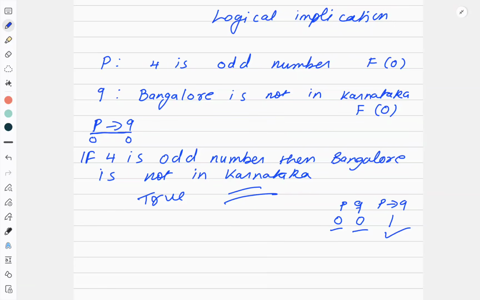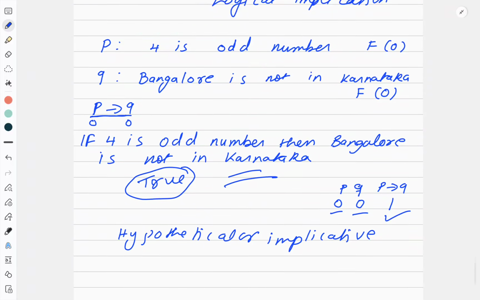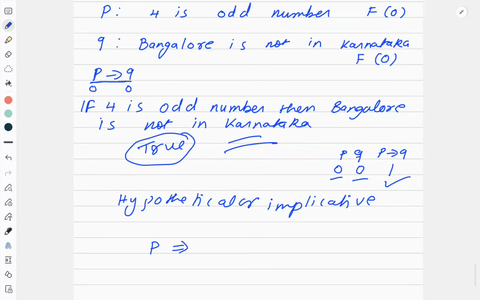So, such sentences or such conditionals are known as hypothetical statements. Right? So, when these conditionals are not related, they are called hypothetical or implicative statements. Okay? Now, we say that they are logically equivalent only when P and Q both have the same truth values, and it is represented like this.